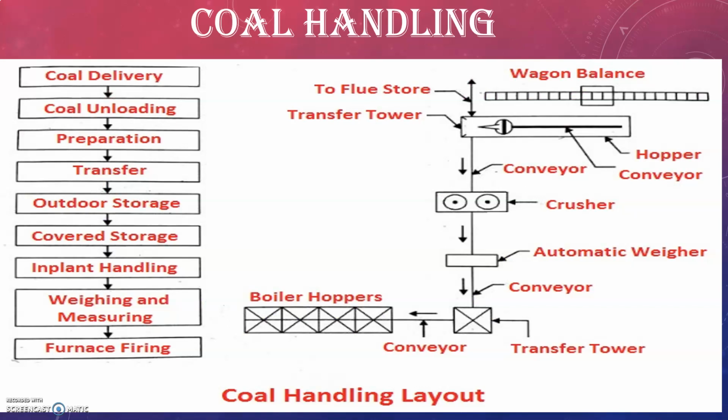Next main process, that is coal handling. Right. So, coal handling is a very important factor in the power plant, and it is actually done in two ways: out plant handling of coal, and the second one is in plant handling of coal. Actually, the out plant handling of coal is done by transportation by sea or river, transportation by ropes, transportation by rail or by road, and transportation of coal by pipeline.